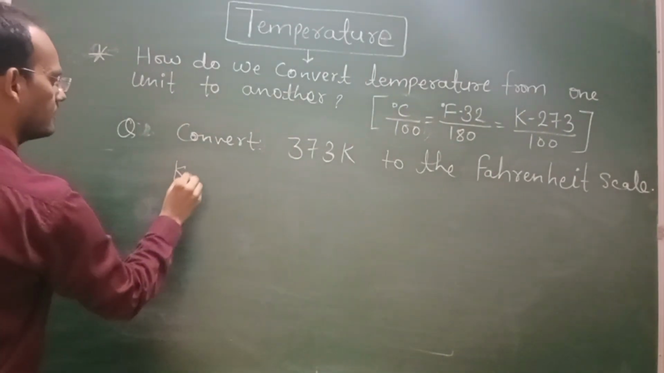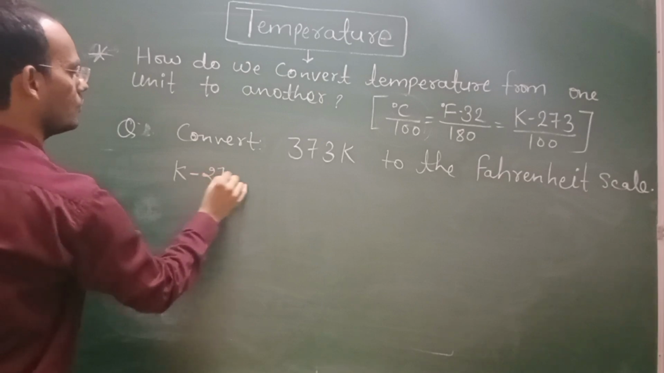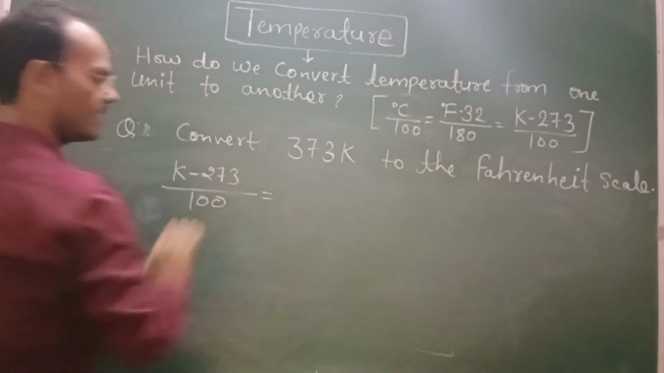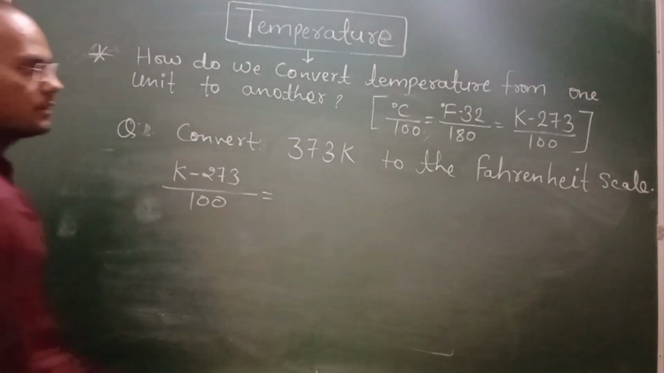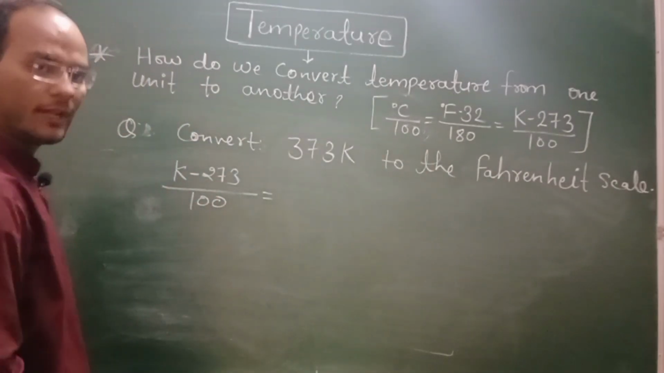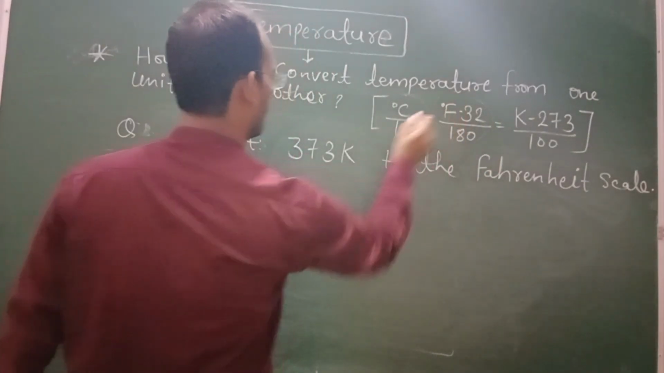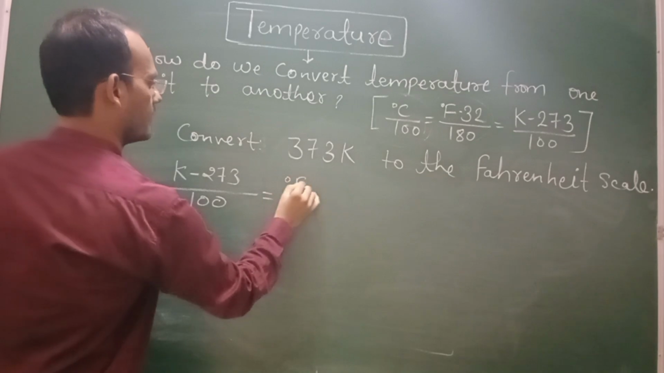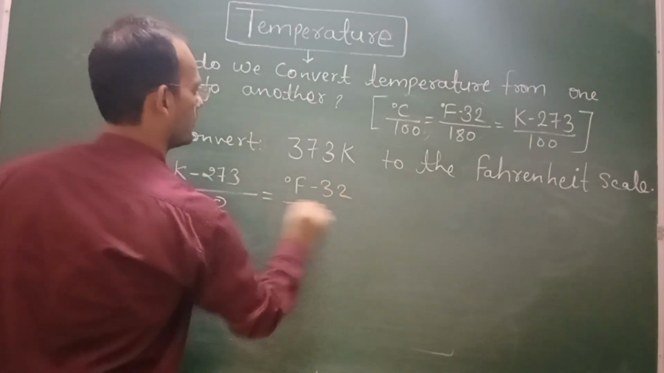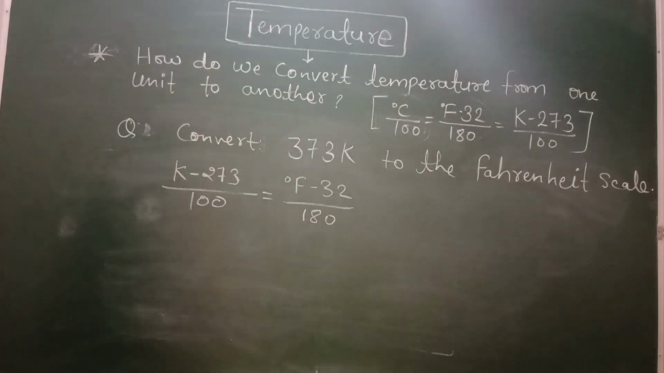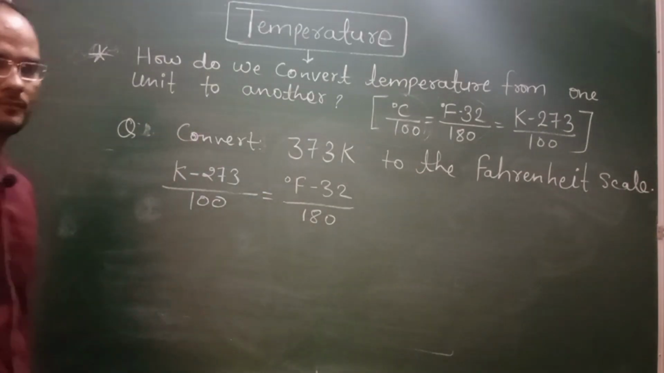So take this one, K minus 273 divided by 100, and make it equal to the other part, because we have to find the Fahrenheit scale. So we need this one part because there is Fahrenheit: Fahrenheit minus 32 divided by 180. So this is the formula to calculate this type of question.